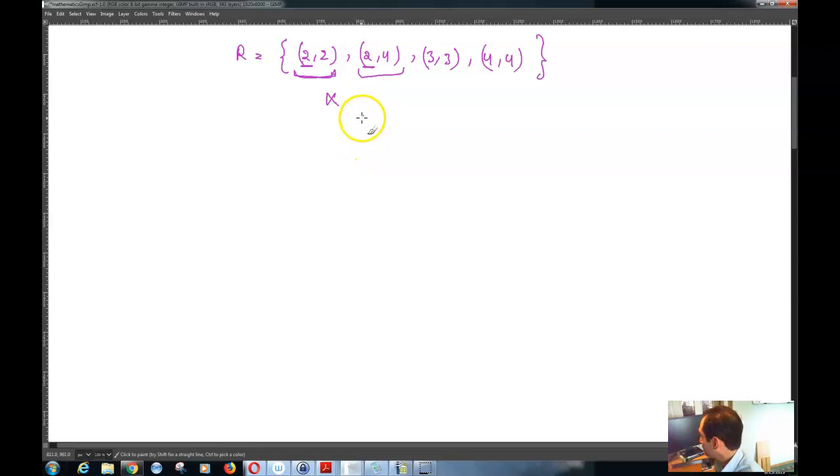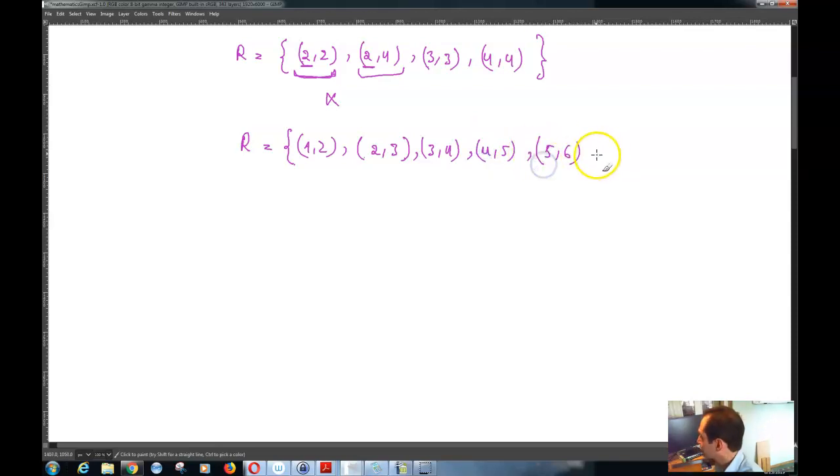Or we have another relation over here. For example, we have this relation over here. So that is (1,2). We have (2,3). We have (3,4). We have (4,5). We have (5,6). We have (6,7).